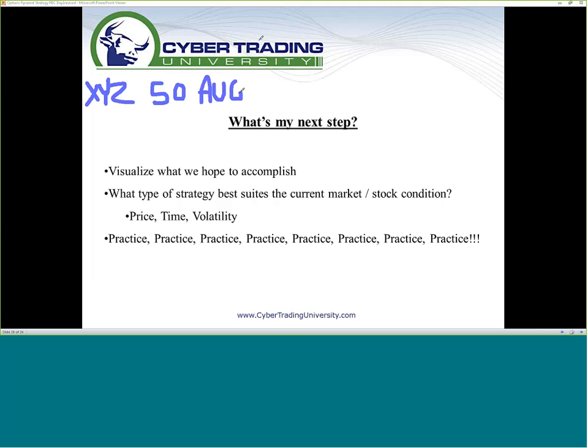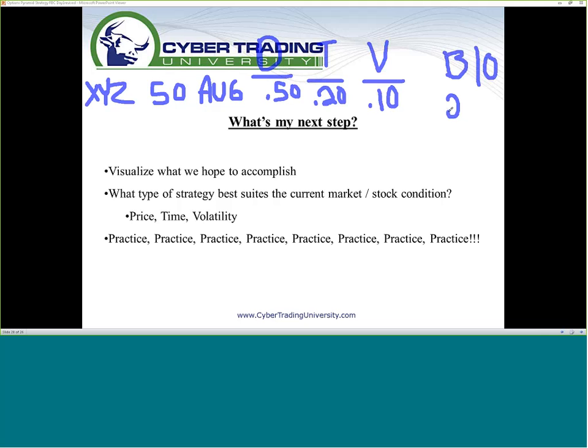And then you'll have the delta, which is the direction. That might be 0.5. You'll have the theta, which is how much time is left, or how much time decay, and that might be 0.20. You might have the vega over here, and that could be 0.1. And then you'll have the bid-offer, the actual price of the option, and that might be $2 by $2.25 or whatever it may be.